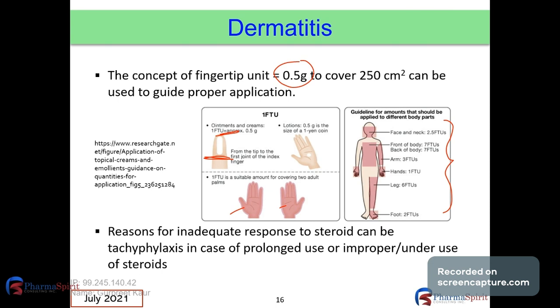So we need to ensure that the patient is using an adequate amount of the steroid. That's why we introduce the fingertip unit. And we need to make sure that the patient is using the steroid with enough frequency. So the patient, for example, does not use it only once daily when it should be used twice or 3 times daily. We need first to check the reasons for inadequate response to steroids before we increase the potency. So if the patient is taking a low potency steroid and is not getting enough response, before we increase the potency to medium or high potency, we need to make sure that the patient is using the steroid properly first.